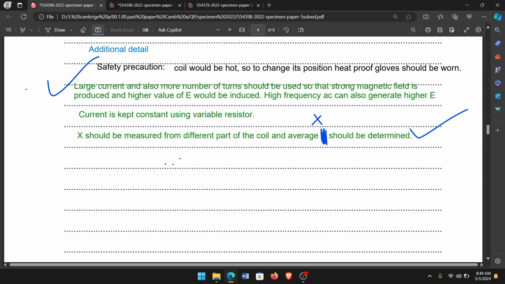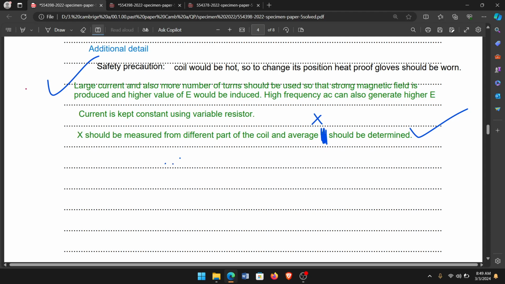Oh, sorry, we were in additional details. Some additional details are already added. Still here, 5 or 6 points. Okay, added. So this is the way you can solve question 1 of paper 3, right?